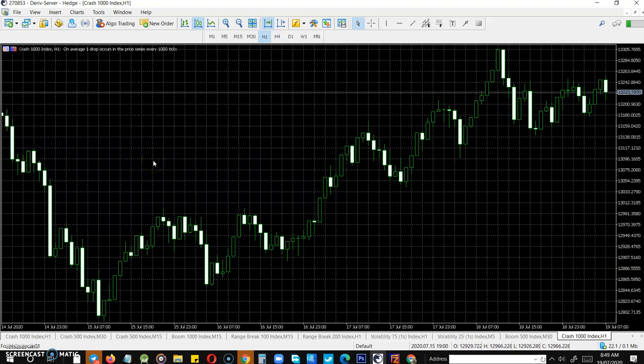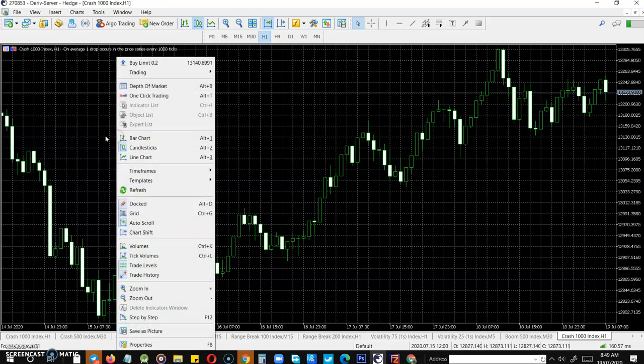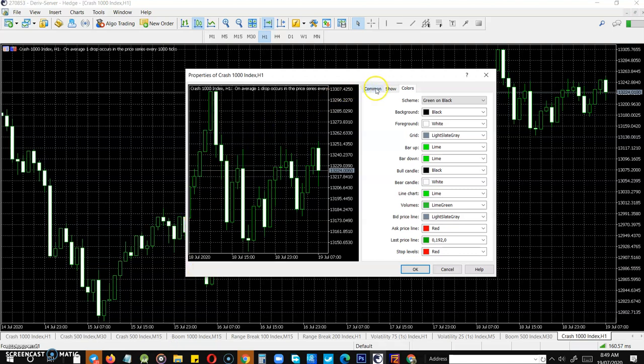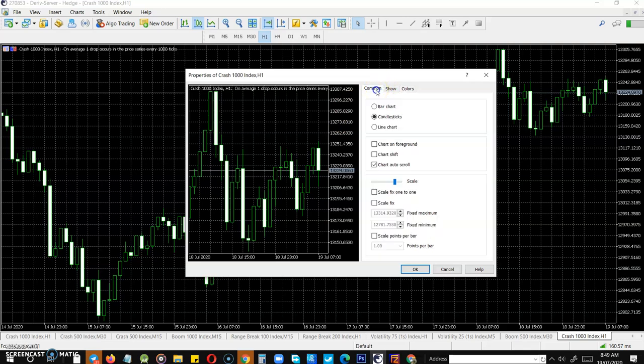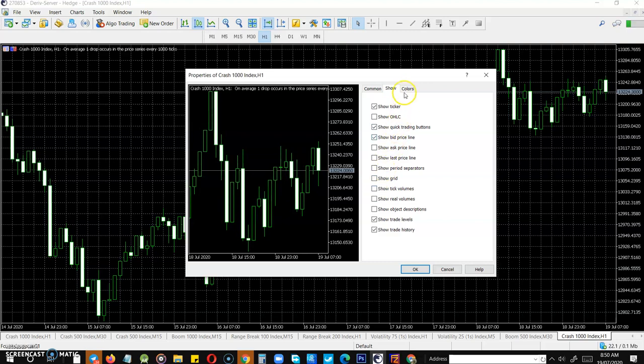So how do we modify the candles or the charts so that they look more clear and more presentable for us to easily analyze? You right click, then go down and select properties. From here we need to modify our charts or our candles. You click on show. You remove the tick from show grid. As you can see, you remove it. Then you move on to colors.